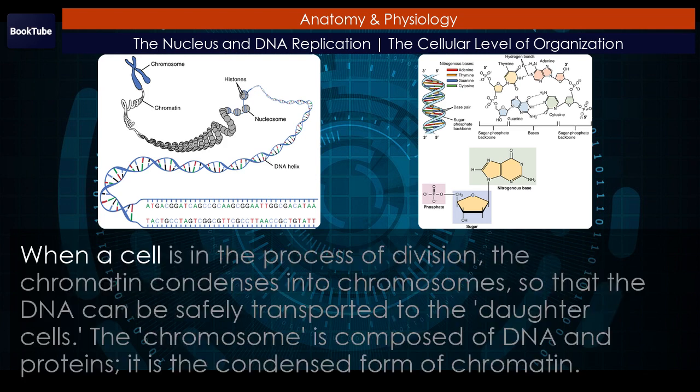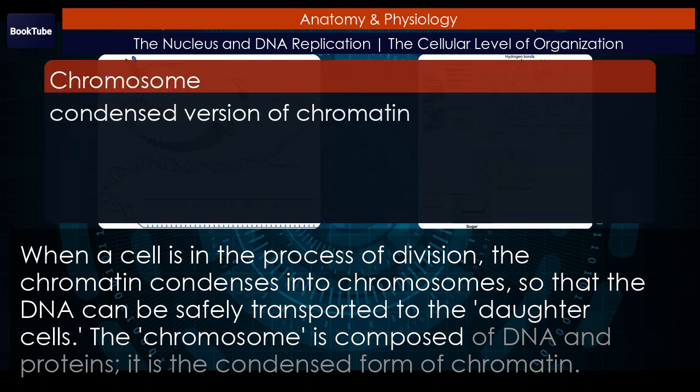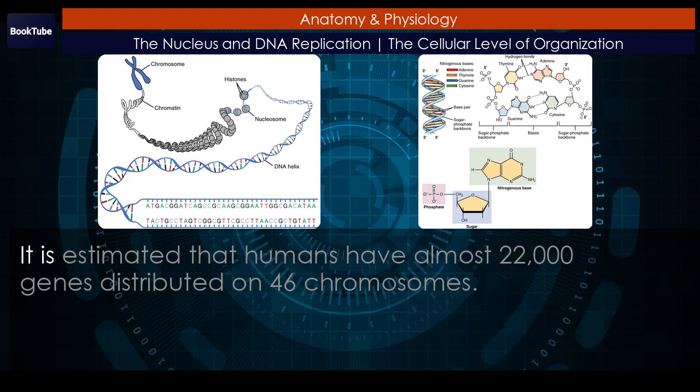When a cell is in the process of division, the chromatin condenses into chromosomes, so that the DNA can be safely transported to the daughter cells. The chromosome is composed of DNA and proteins. It is the condensed form of chromatin. It is estimated that humans have almost 22,000 genes distributed on 46 chromosomes.